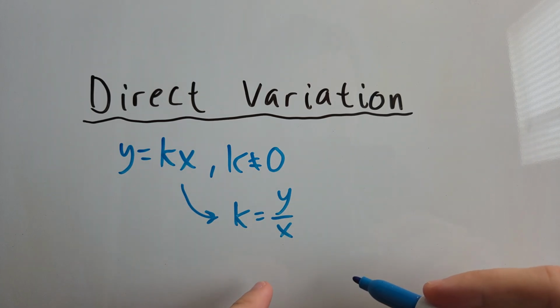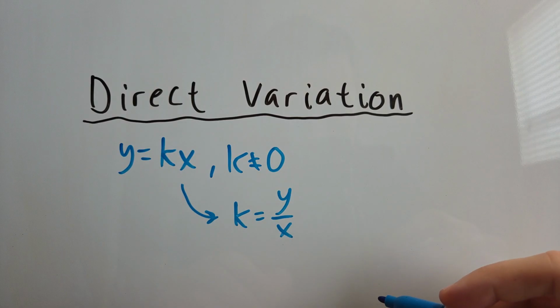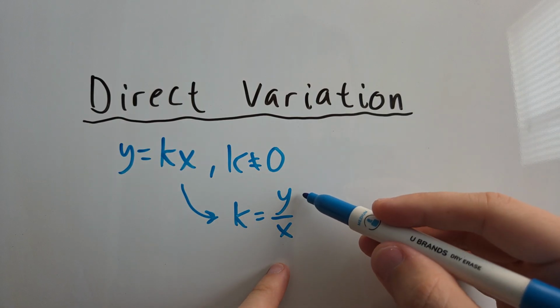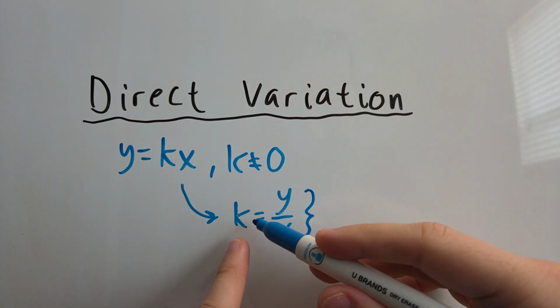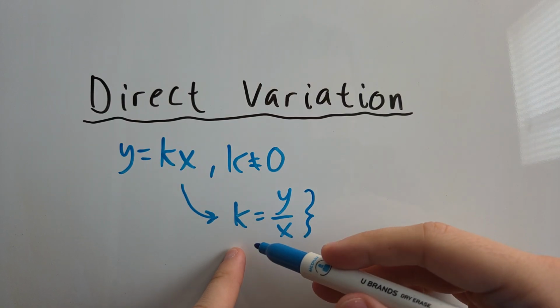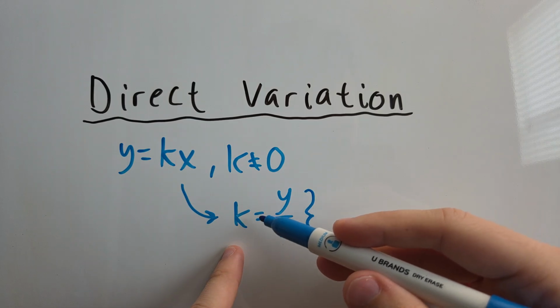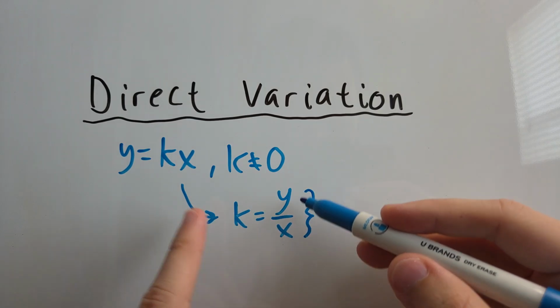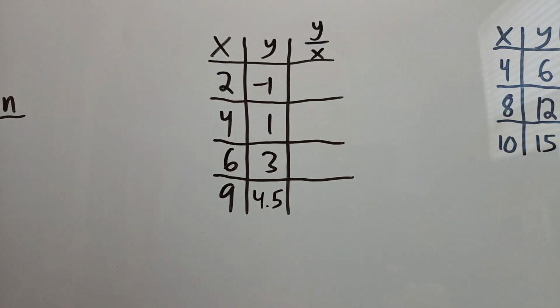So what's going to happen is I'm going to show you two different tables with some ordered pairs, and if we perform this operation, if it's the same value for all of our coordinates, we can find the constant of variation and what the equation is for that table. So let's take a look at this one first.